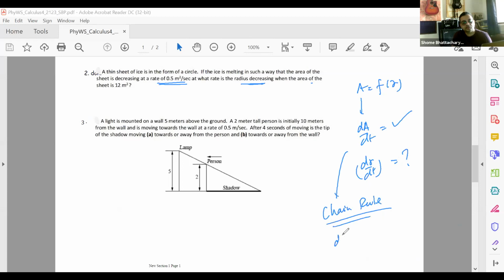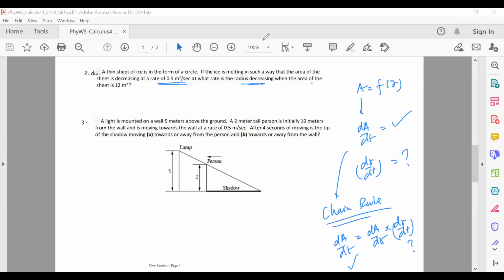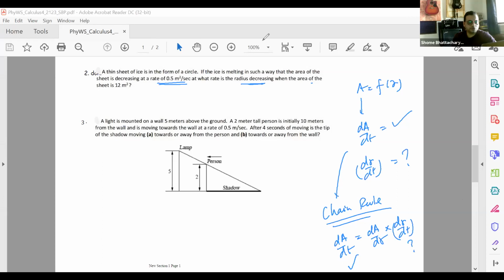That is, differentiation of area with respect to time is the rate of change of area with respect to radius into dr by dt. The only difference is here, this is given to us and this is asked. Okay, so this logic is clear. Still have to see how to implement it, but the meaning of the question is clear now. Yes. So now we can approach this in two ways.